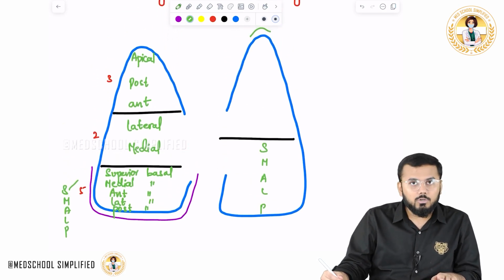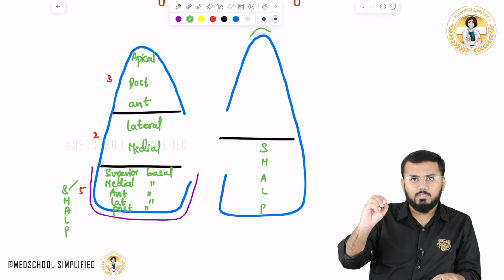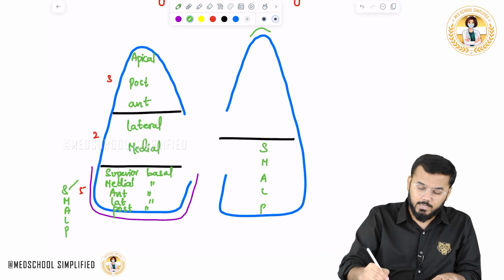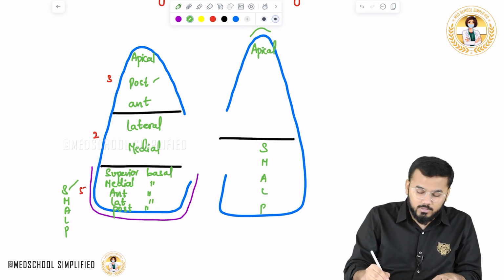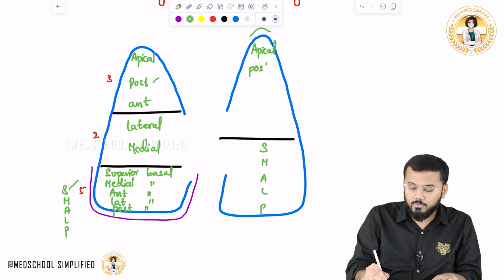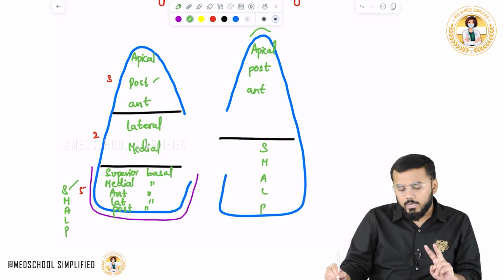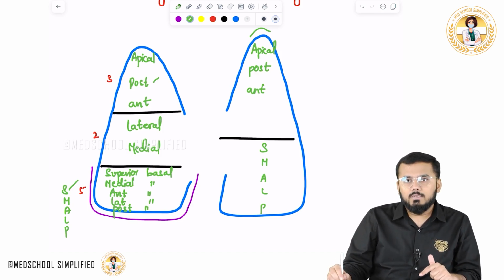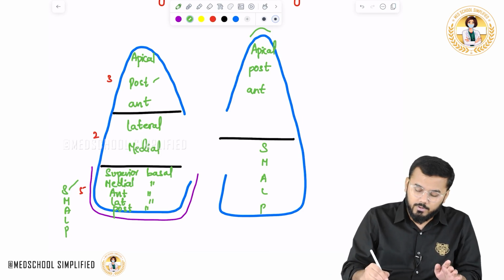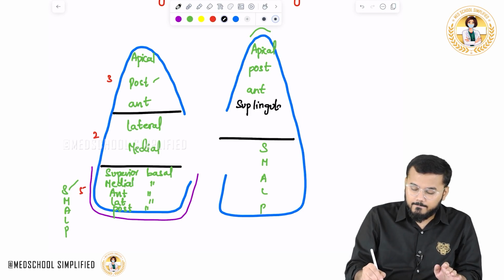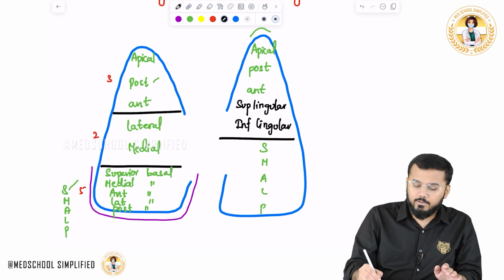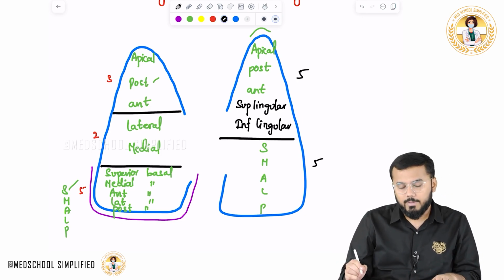Now what are the things we have got on the top? On the top, obviously I told you the first, which is located on the apex, should be called apical. So this is also apical. After apical, next one we have got on the right side is posterior. So here also on the left will be posterior. After posterior we have got anterior. Here also we have got anterior. But only 2 things are different. One here is called superior lingular and inferior lingular. So here we have got superior lingular and inferior lingular. So these are the 5 bronchopulmonary segments which we have got.